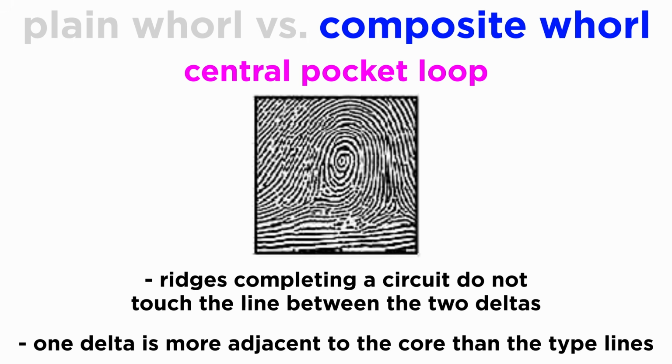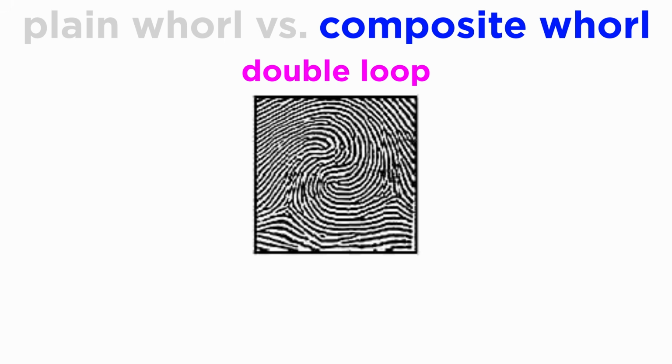Overall, the ridges in this pattern flow like a loop, but also have a circular form around the core, which looks like a pocket. Hence the name central pocket loop. The pattern displayed here satisfies these conditions and is therefore a central pocket loop. The next type of composite whorl is a double loop pattern.